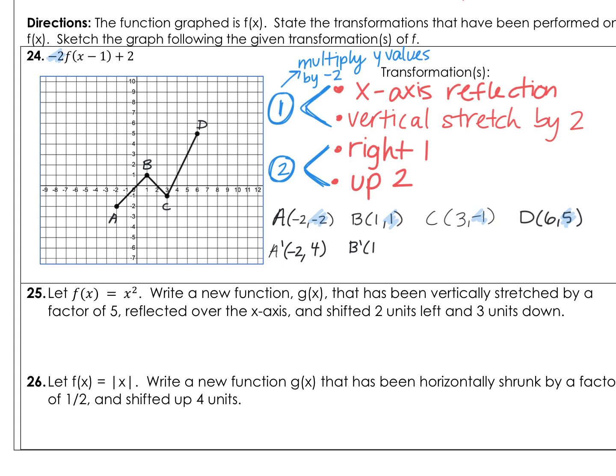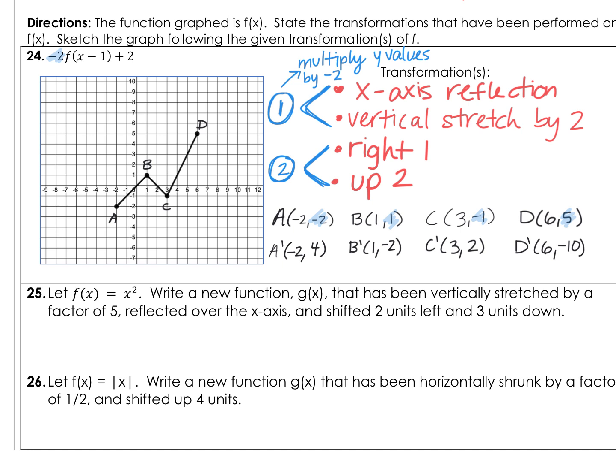B prime would be at 1, -2. So you're multiplying your y values by -2. 3 gets multiplied by -2. No, that stays. This one multiplies by -2. +2. And then d prime becomes 6, comma, -10. Okay, now you have 4 new points that you're going to graph, but hold on a second.